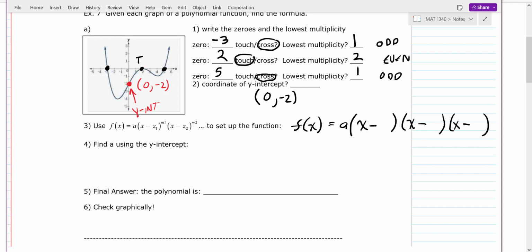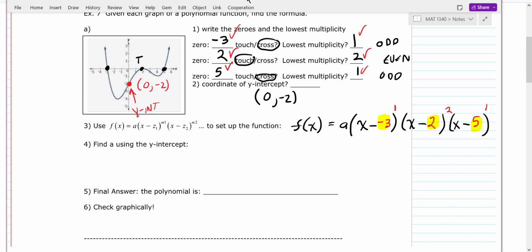So what I'm going to do is the value of your zeros go right there, but make sure that you have x minus whatever the zero is. So the first zero is -3. The lowest multiplicity is 1, so put a 1 there to represent that multiplicity. The next zero we got was a 2. That we said had an even multiplicity, so put your 2 there. And then the third zero was 5, and it had a multiplicity of 1, like that.